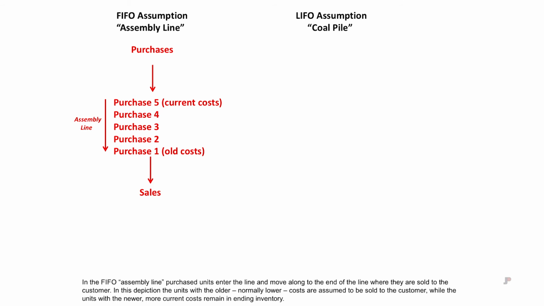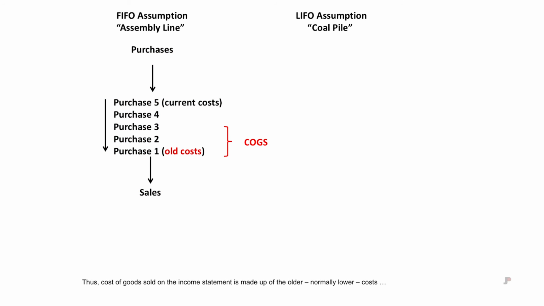In the FIFO assembly line, in quotes, purchased units enter the line and move along to the end of the line where they are sold to the customer. In this depiction, the units with the older, normally lower cost are assumed to be sold to the customer, while the units with the newer, more current cost remain in ending inventory. Thus, cost of goods sold on the income statement is made up of the older, normally lower costs, while ending inventory on the balance sheet is comprised of newer, more current, and normally higher costs.